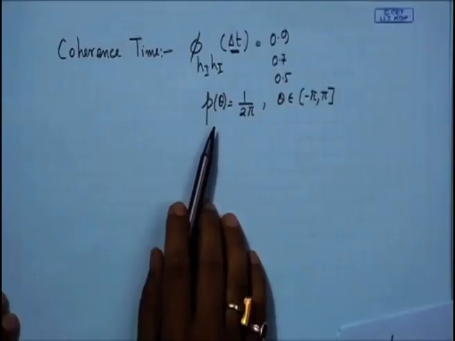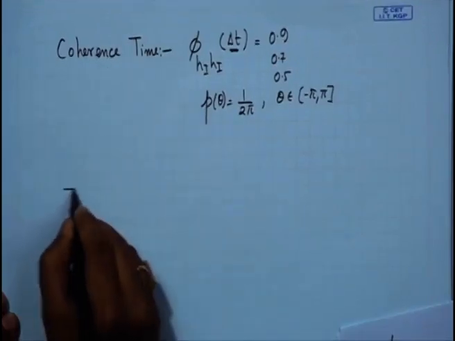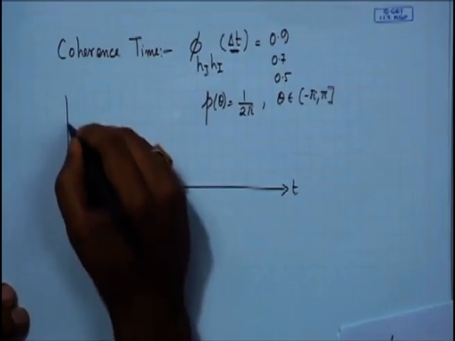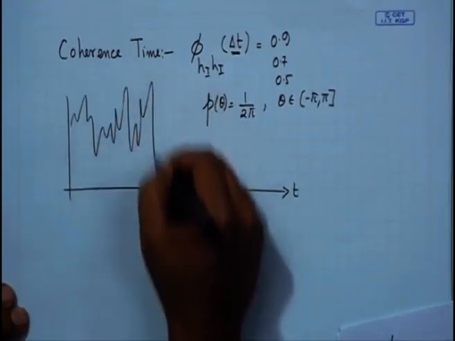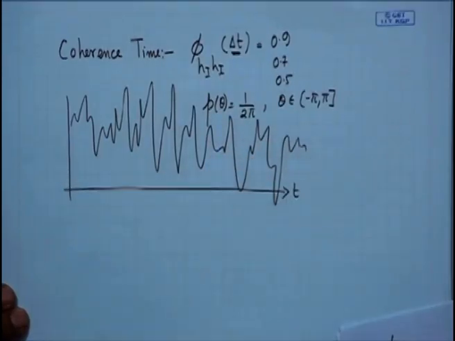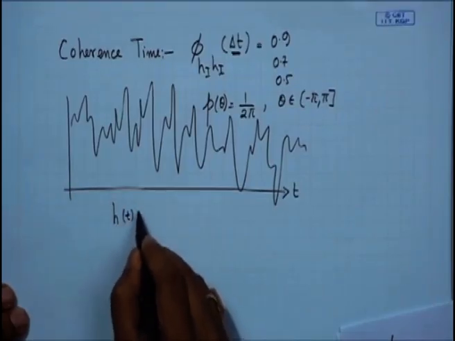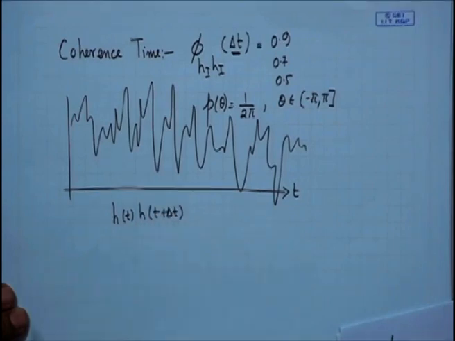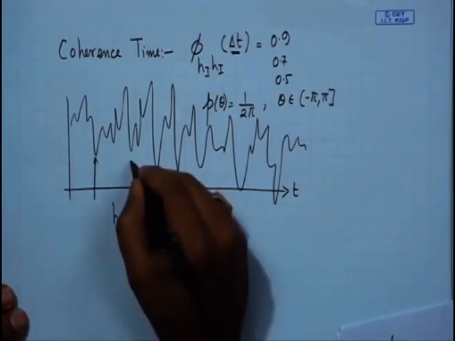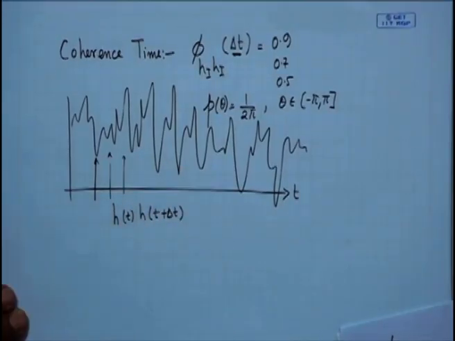So, what we are essentially trying to say is coherence time is the time over which a signal is correlated with itself. If this is the time axis, this is the h of t, the signal received would be fluctuating like this. That is what we have seen, and we have been trying to get h of t, h of t plus delta t. This is what we have been trying to capture. So, we are taking a reading at this point, and we are taking a reading at some increased delta t, and so on, and we have arrived at this particular expression.